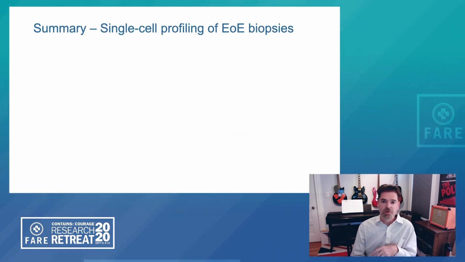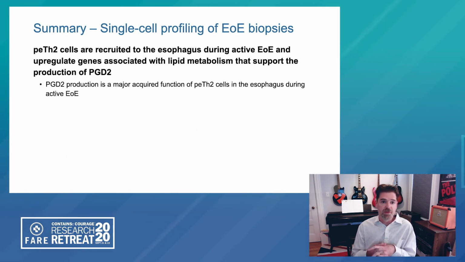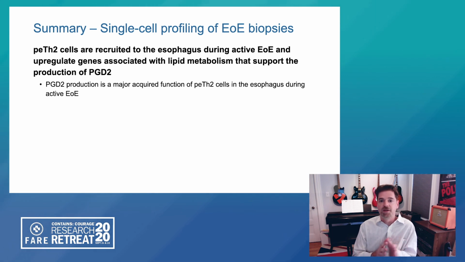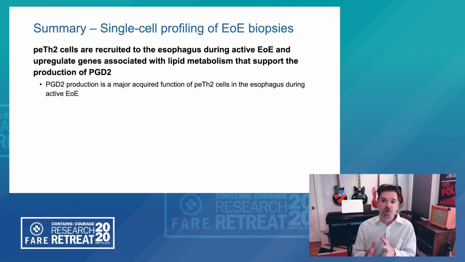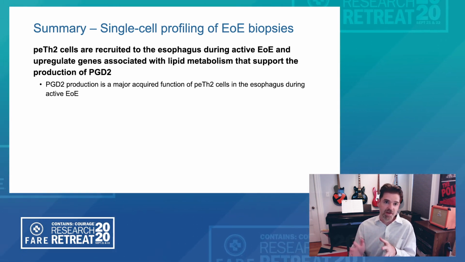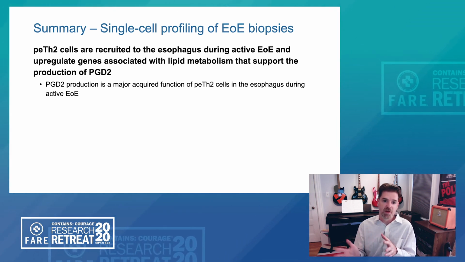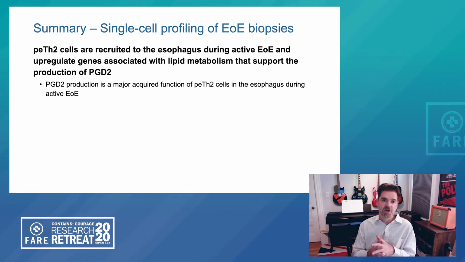So in summary of this portion for EOE, we've shown that pathogenic effector Th2-like cells are recruited to the esophagus during active EOE. They're present there but not in remission or in healthy subjects, and they're not present in the duodenum. They upregulate the genes associated with lipid metabolism that support the production of prostaglandin D2, and this seems to be a major acquired function of this particular population. Again, perhaps creating a positive feedback loop in the pathology of this disease that helps to recruit and maintain granulocytic populations like the eosinophils in the tissue.